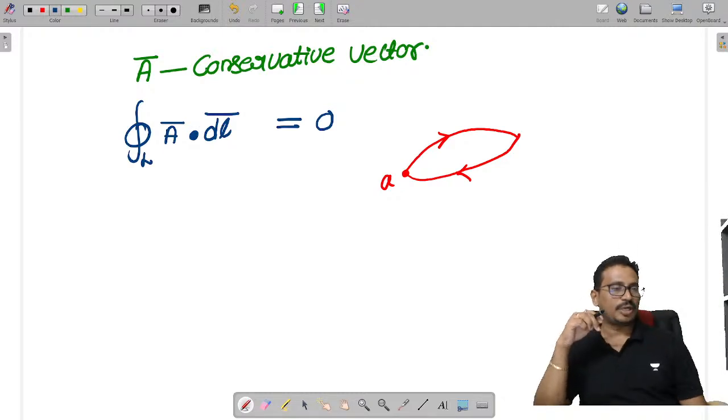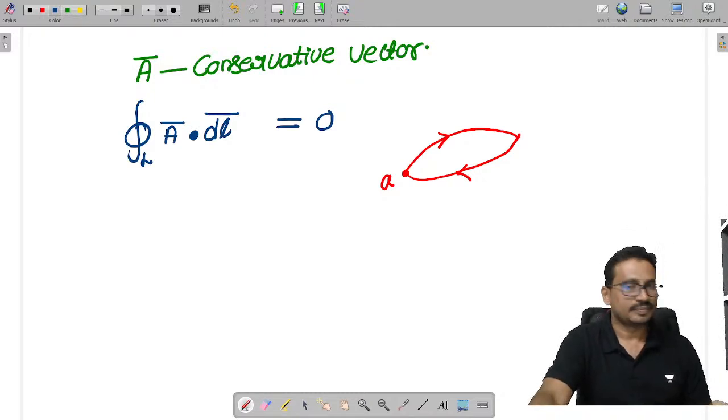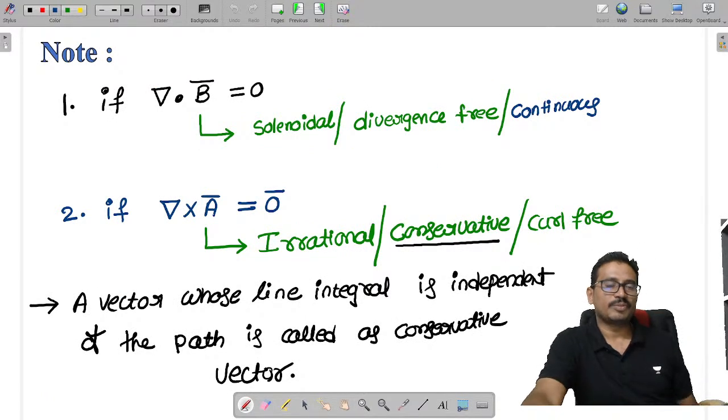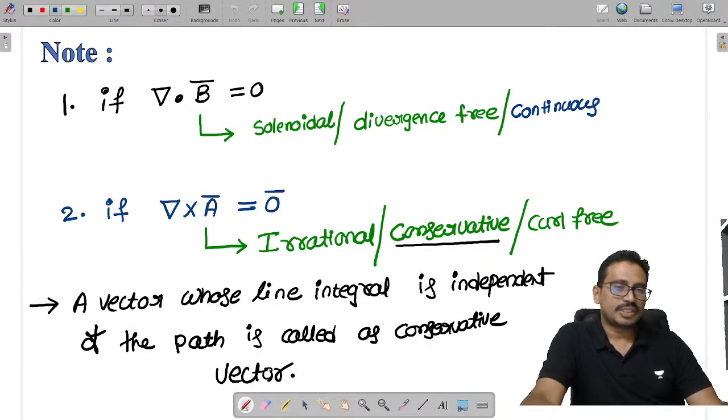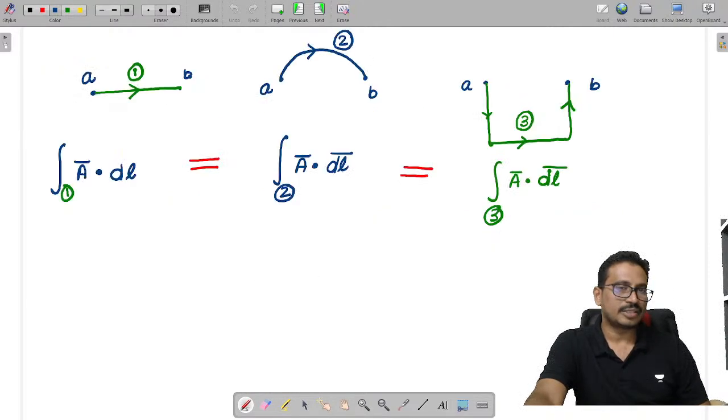Upper limit and lower limit both are same. Fine. Right. These two are very important points. All of you remember this. If the divergence of a vector is 0, then that vector is called solenoidal. If the curl of a vector is 0, then that vector is called irrotational or conservative.